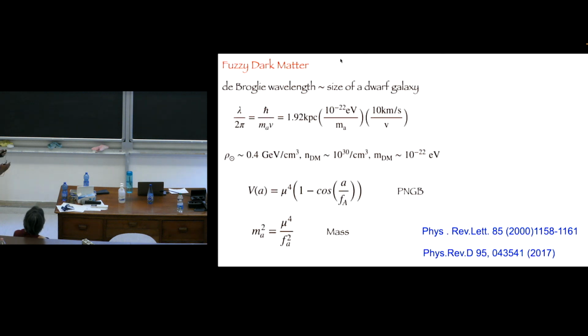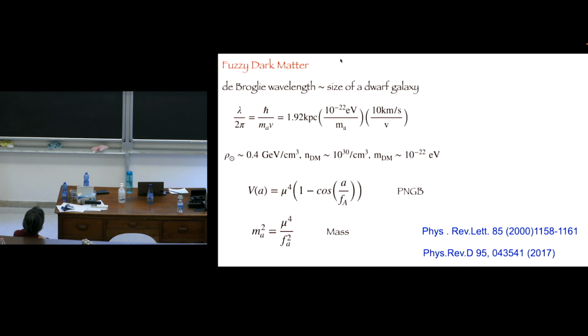For this kind of very light mass, and if your local dark matter density is 0.4 GeV per centimeter cube, you can calculate that the number density within the de Broglie wavelength is very large, okay? Since the number density is very large, all the fields can behave coherently, and you can treat the field as a classical wave, okay?